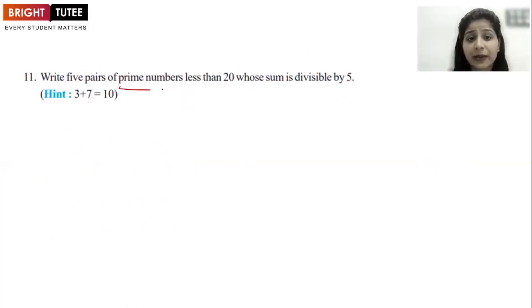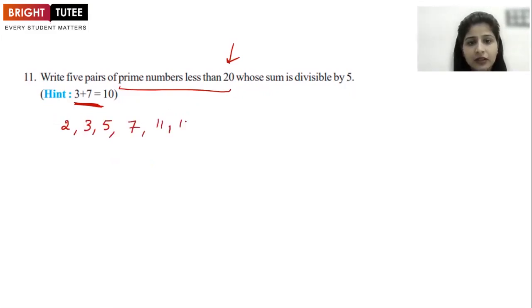Five pairs of prime numbers and they should be less than 20 whose sum is divisible by 5. What I'm saying, five pairs of prime numbers. When you add those prime numbers, their sum should be divisible by 5 and those prime numbers should be less than 20. So less than 20, the prime numbers are 2, 3, 5, 7, 11, 13, 17, 19. These are the prime numbers. We have to write pairs of prime numbers, and their sum should be divisible by 5.